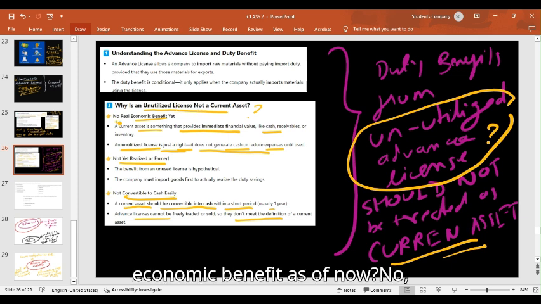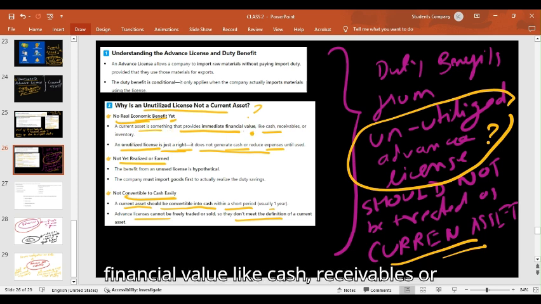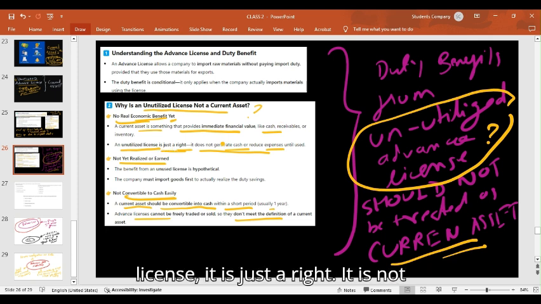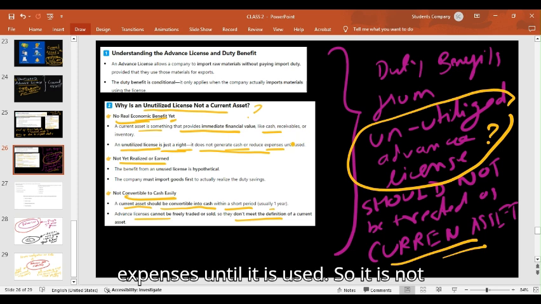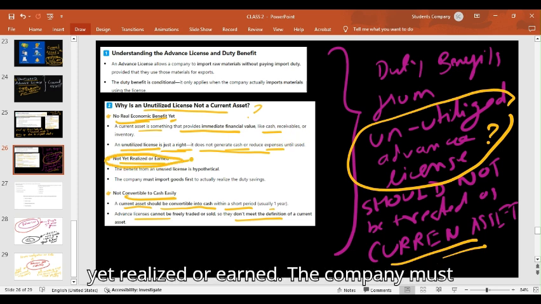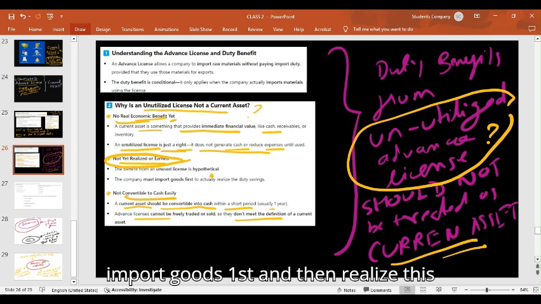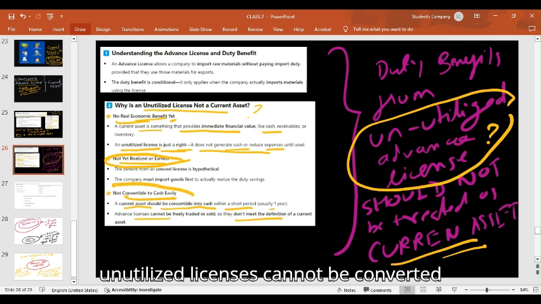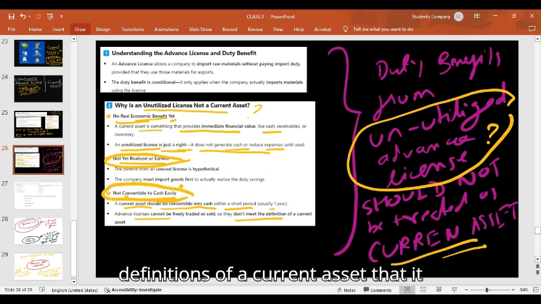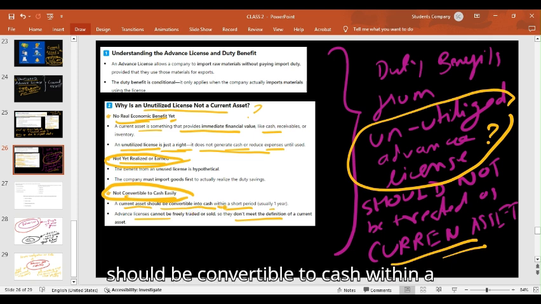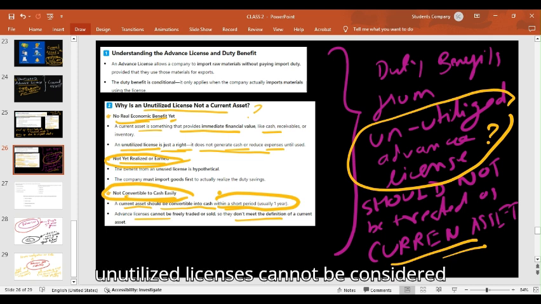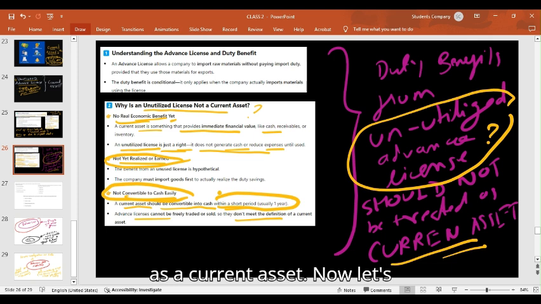Unutilized license, does it have an economic benefit as of now? No. A current asset is something that provides immediate financial value, like cash, receivables, or inventory. But an unutilized license is just a right. It is not generating any cash, and it will not reduce expenses until it is used. So it is not yet realized or earned. The company must import goods first and then realize this savings in duty. Also, unutilized licenses cannot be converted to cash. The basic definition of a current asset is that it should be convertible to cash within a short period of time, normally assumed as 1 year. So, for these reasons, unutilized licenses cannot be considered as a current asset.